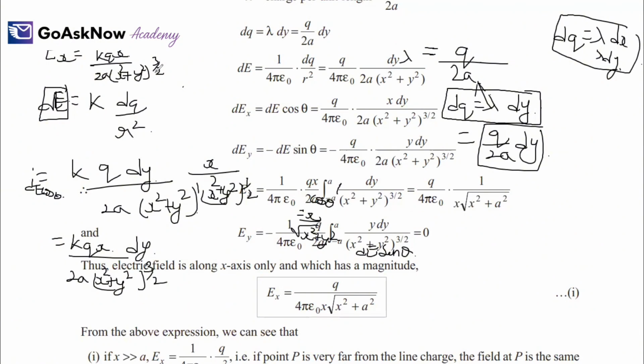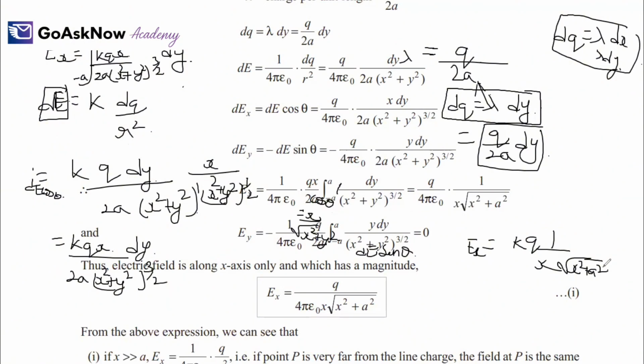Yeah. And you have to now integrate it from what? Integrate it from minus a to a, because the limit of y should be applied here. It is integration in terms of dy. So the limits of y are what? The line charge length is varying from minus a to a. So that is why the minus a to a limit is there. So if you calculate the Ex value now, Ex will come as k q upon x into root x square plus a square. After putting the limits, you will get this answer.